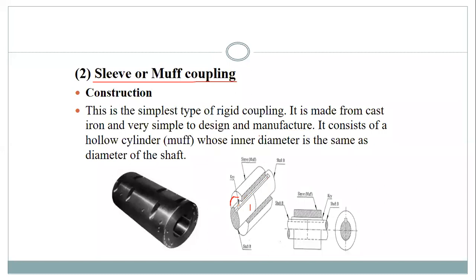It consists of a hollow muff. You can see here, this portion is hollow. That's why you can insert the shaft into this, right? Now, let's move ahead, guys. One more thing, the inner diameter of the coupling will be equal to the outer diameter of the shaft. Obviously, that's why it is going to be inserted into this coupling. Let's move ahead.